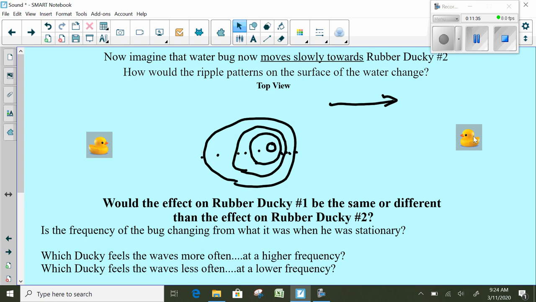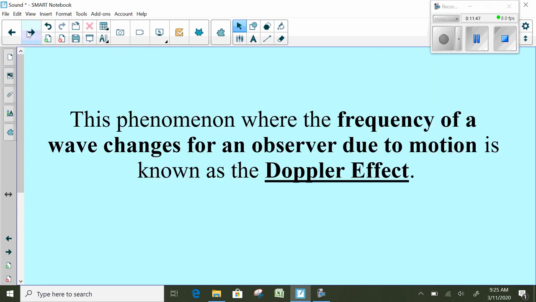So what's basically going to happen is rubber ducky number 2 is going to vibrate up and down at a high frequency, where rubber ducky number 1, the waves are going to hit him less often. So he'll move up and down more slowly. And again, I'll show you some animations to show you this. So this is the initial definition of the Doppler effect, which says the frequency of a wave changes for an observer due to motion. And again, I'll give you a more formal definition in a second.